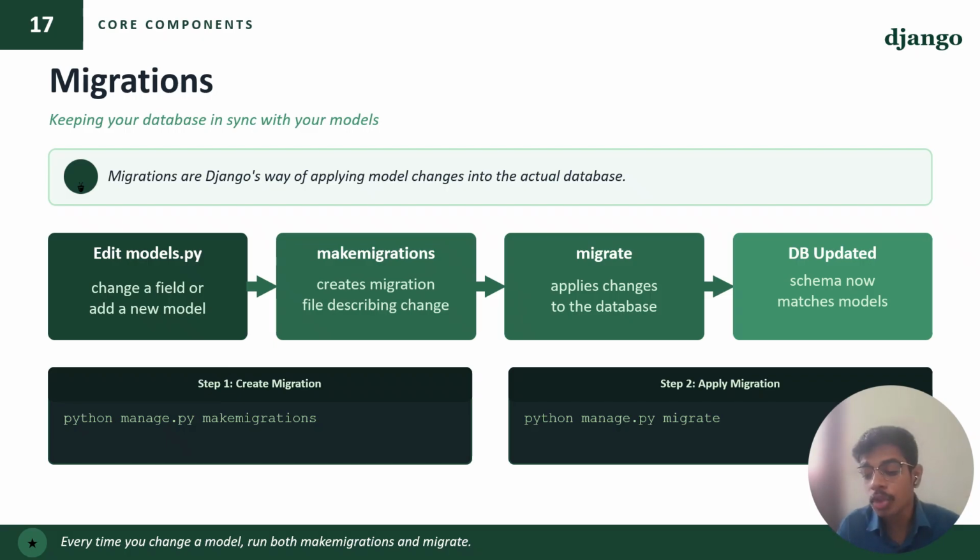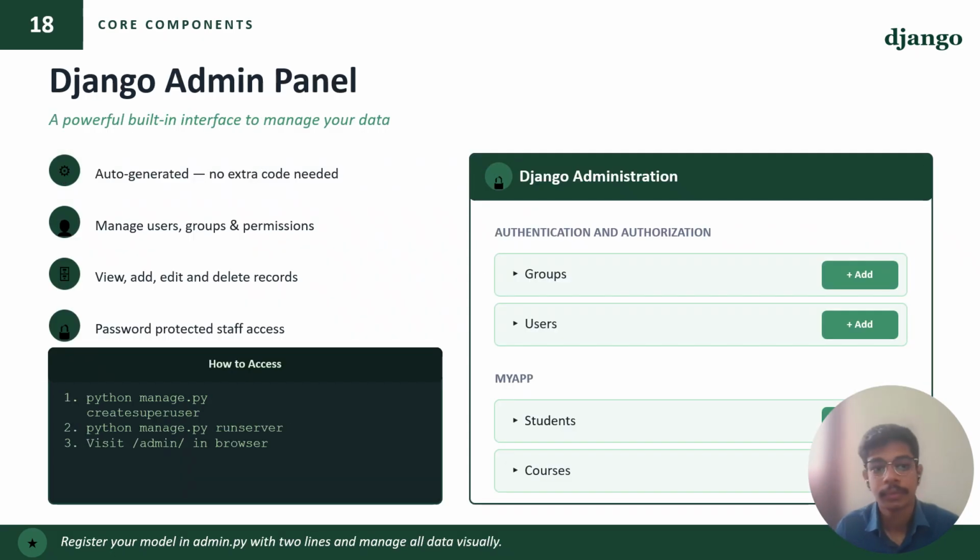Now, one of Django's most powerful features is the admin panel. One of the biggest advantages of Django is its built-in admin panel. Unlike many other frameworks, Django automatically generates an admin interface. This means we don't need to create an admin dashboard manually. Using the admin panel, we can manage users, groups, and permissions. We can also add, edit, view, and delete the records stored in the database. The admin panel is protected using authentication, so only authorized users can access it. Once we start the server, this feature saves developers a lot of time.